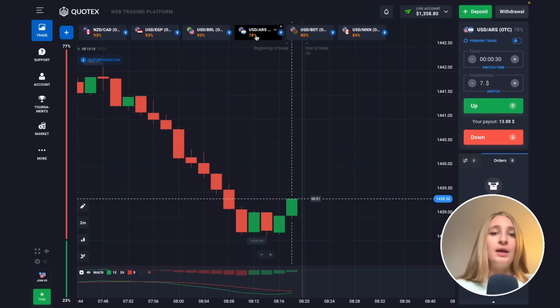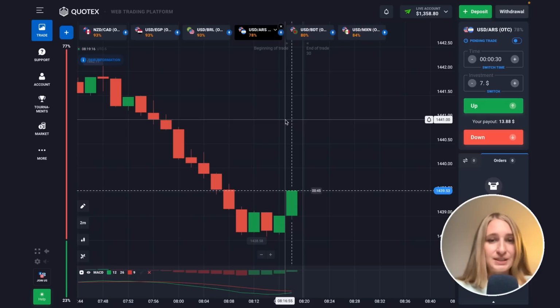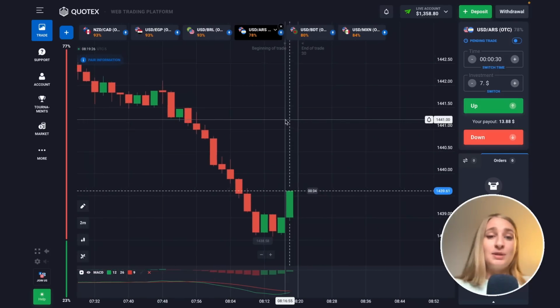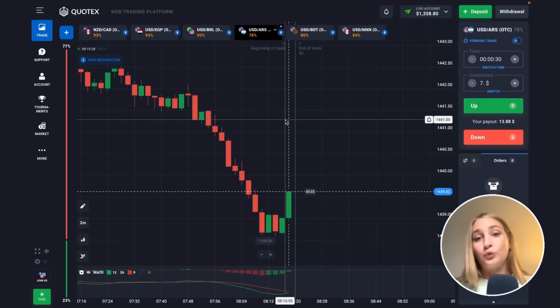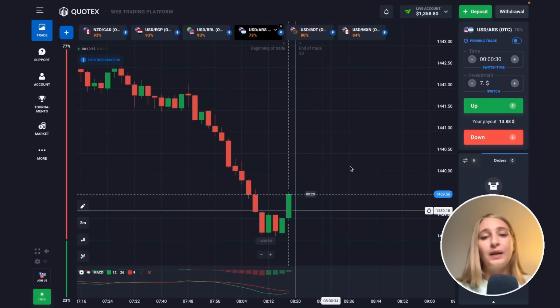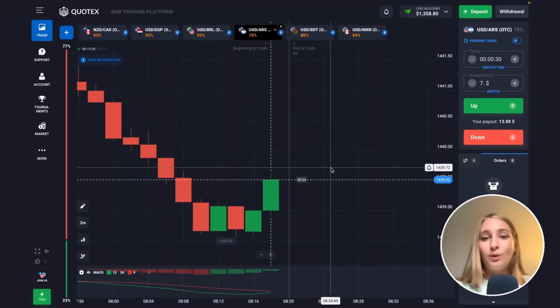So histogram. The MACD histogram shows the difference between the fast and slow moving averages. Positive histogram values indicate increasing momentum in an uptrend, while negative values indicate momentum in a downtrend. So that's why I'm telling you to always confirm your decisions with all signals from indicators. So let's see how it will go.